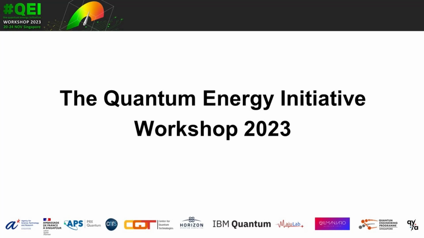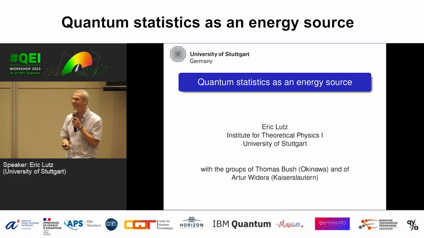I'm going to break the symmetry and use this screen just for a change. I would like to tell you a little story about how to convert quantum statistics into energy. This is work done in collaboration with the theory group of Thomas Busch in Okinawa and the group of Arthur Widera in Kaiserslautern. That's the group where the experiment I'm going to present was actually performed.